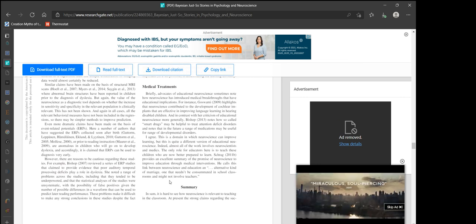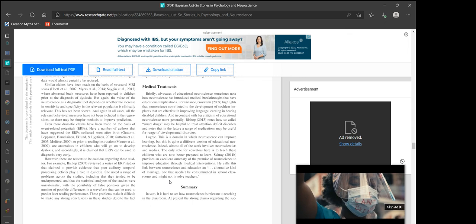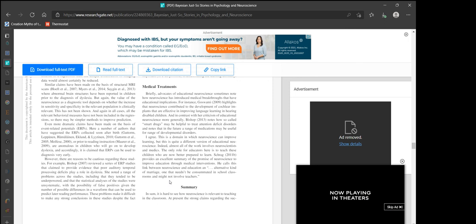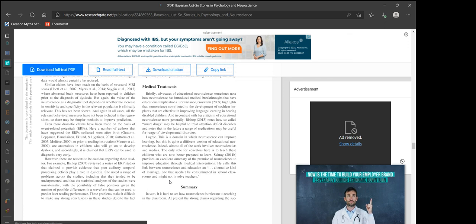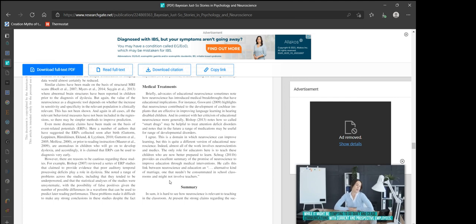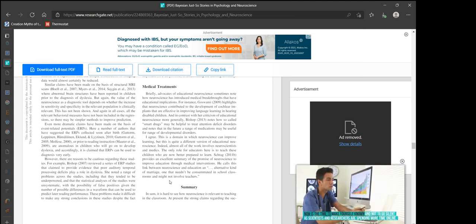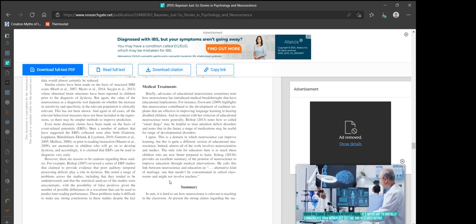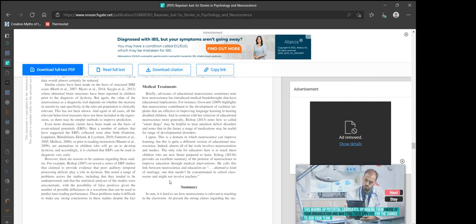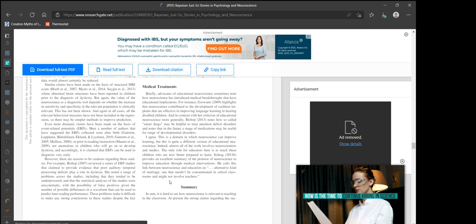Medical treatments. Briefly, advocates of educational neuroscience sometimes note how neuroscience has introduced medical breakthroughs that have educational implications. For instance, Goswami, 2009, highlights that neuroscience contributed to the development of cochlear implants that are effective in improving language learning in hearing disabled children. And in contrast with her criticism of educational neuroscience more generally, Bishop, 2013, notes how so-called smart drugs may be helpful to treat attention deficit disorders, and notes that in the future, a range of medications may be useful for a range of developmental disorders.